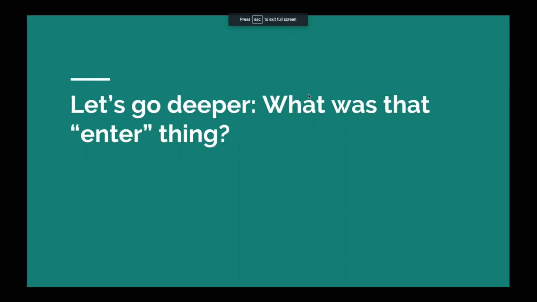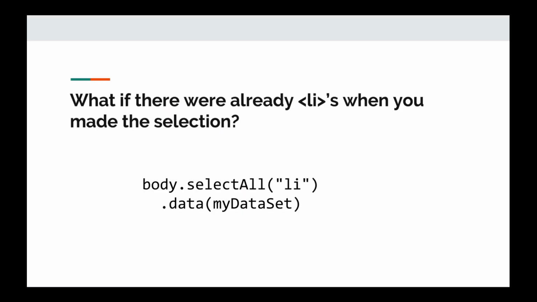Okay, so let's go deeper. This was Manazi's question, sort of, roundabout. What was that enter thing, specifically this problem? Well, actually, you call it the inverse of this question, which was, wait, there were no circles already on the page. Similarly, in our apples, oranges, bananas example, there were no list items on the page either when we did the selection. So how does that work?